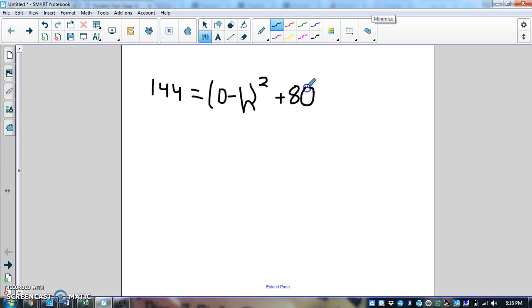And then at that point, I'm going to get 144 is equal to h squared. Think about it. If you have negative h and you square it, it's going to be positive h squared. It's equal to h squared plus 80. At that point, you just subtract 80 from both sides, take the square root of both sides, and you're going to get plus or minus 8. Either of those solutions would actually work.